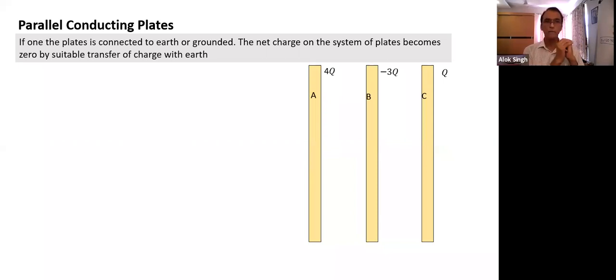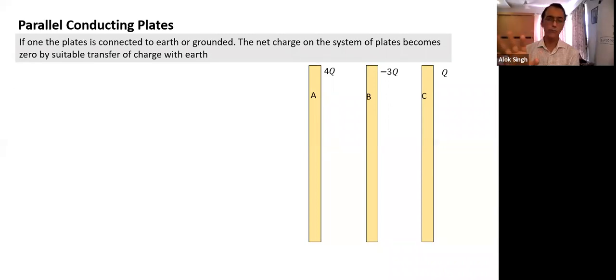If one of the plates is connected to earth or grounded, what happens? There is no easy proof of this, so I'm not giving a proof. The system will come to a state where energy gets minimized, and energy gets minimized when the net charge becomes zero. It means the field anywhere outside will be zero. If I connect A plate or B plate or C plate, whichever plate I connect to, the net charge of the system becomes zero. The charge transfer takes place in a manner such that the total charge of the system becomes zero.